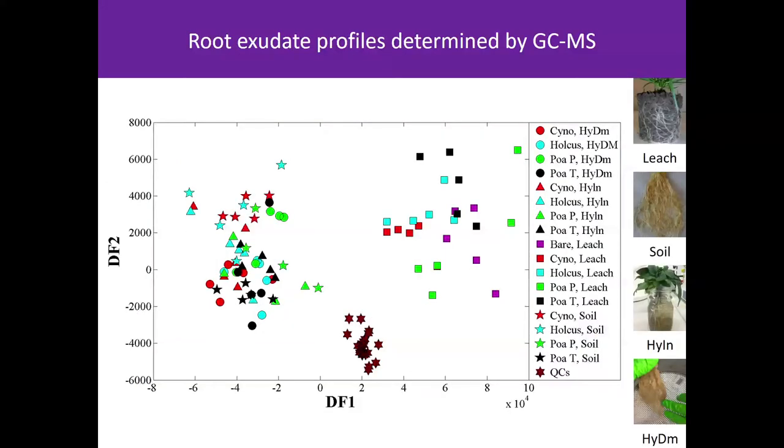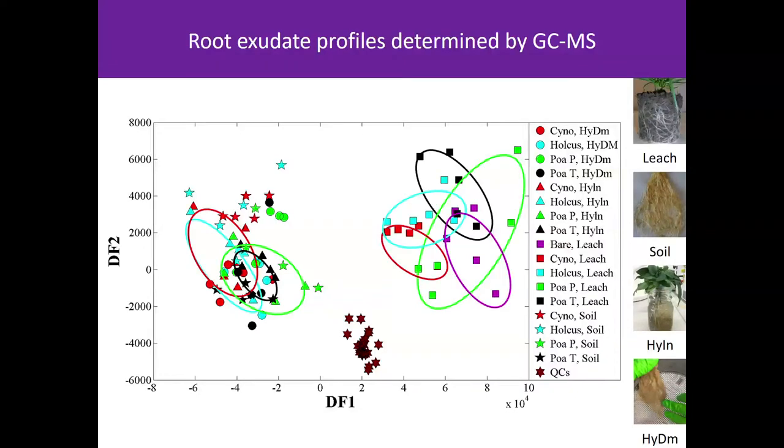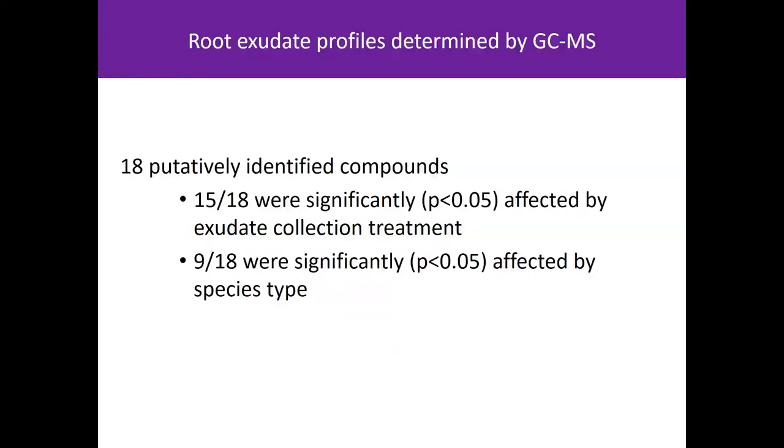And so when we got the root exudate profiles back from the GCMS column, what we saw was a dramatic clustering of the freshly washed roots and the hydroponic roots that we had damaged, separating from the root exudate that we had identified in the leachate collected. But what we saw less of was a species effect within those four treatments. From all the treatments combined, we had 18 putatively identified compounds, and the most significant treatment effect within those compounds was caused by the treatment method that we used for collection. And to a lesser degree, we could detect differences among species variation.